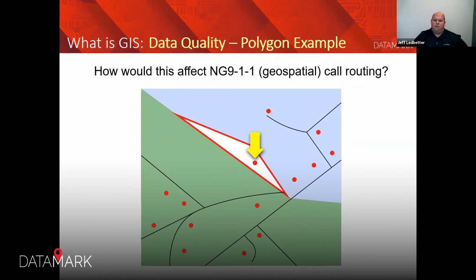So this is a big GIS data quality problem for a next-gen 911 call routing system. Within the next generation core services, which is where geospatial routing is going to reside, your next generation core service provider can put rules in place to help with some gaps and overlaps. For gaps, it can decide within a certain threshold, I'm going to snap the gap this way or snap the gap that way. And you can rely on those rules to help clean up gaps.